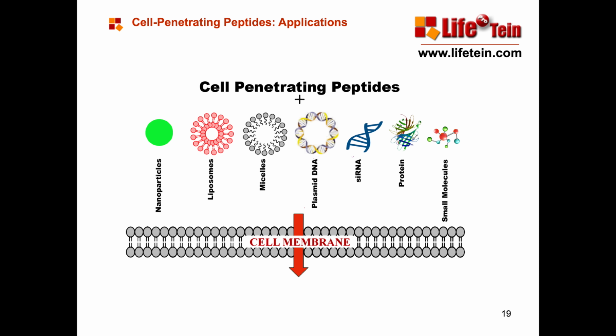To summarize today's topic, I talked about cell-penetrating peptides with different cargos. As long as you have an active chemical group on the nanoparticles, compounds, or liposomes, we can conjugate the target to any peptide.